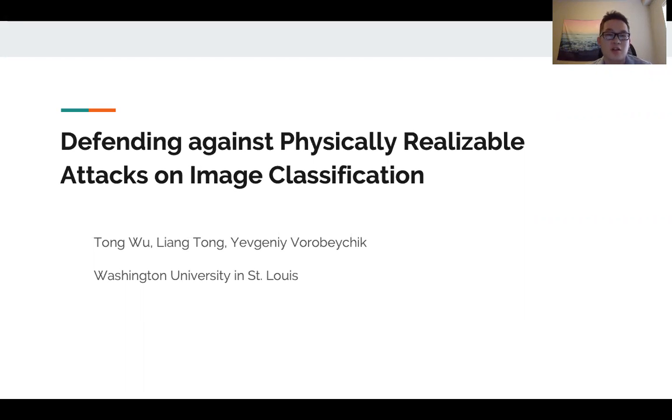I will present our paper, Defending Against Physically Realizable Attacks on Image Classification. This work is done with Liang Tong and Professor Evgeny Vorobeychik. My name is Tong Wu, and let's get started.